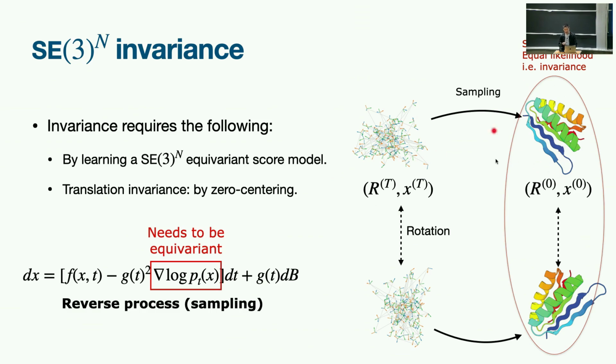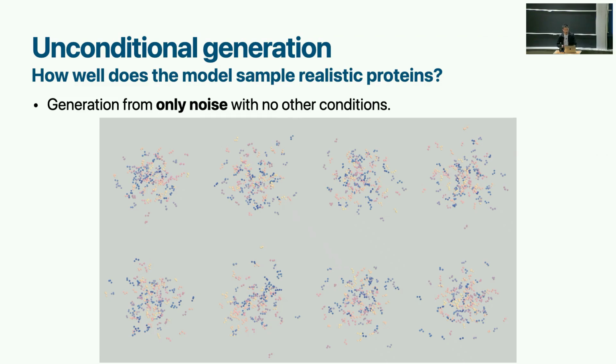And so the goal is that if I start from some sampled noise, and that ends up being decoded into this protein, I might rotate this noise, and the final protein might be rotated as well. And this should be the same protein, with the same likelihood under the distribution that your diffusion model eventually learns.